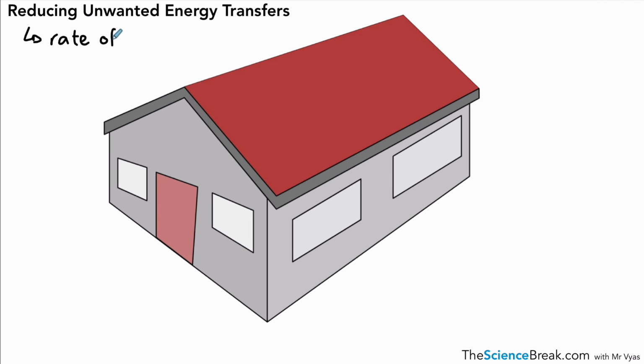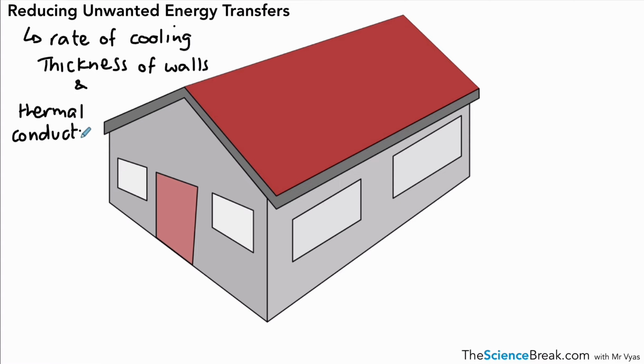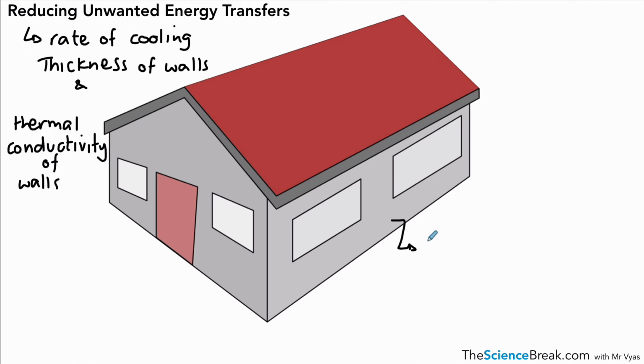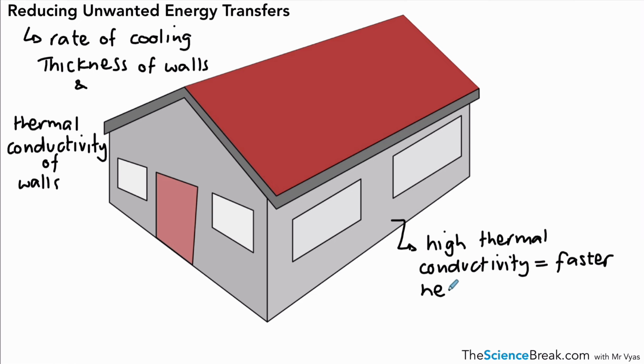And the very final thing now I want to look at for this video is the idea of the rate of cooling of buildings, and that depends on two things. One is the thickness of the walls, and the second thing is the thermal conductivity of the walls. So hopefully you've got the idea now that thermal conductivity is related to how well a material conducts heat. And the pattern is, or the relationship is, that the higher the thermal conductivity, the faster heat is going to be transferred, and therefore the faster the building is going to cool.